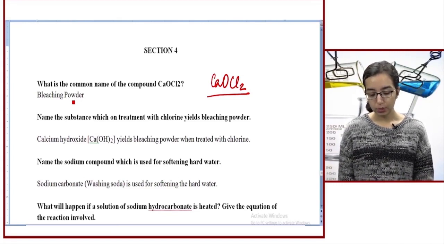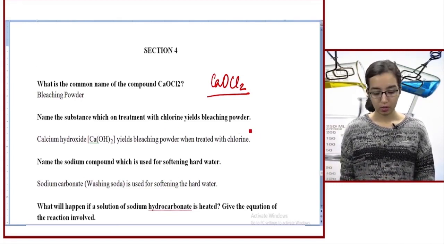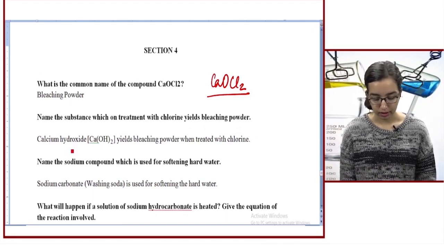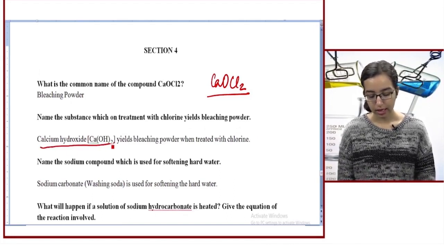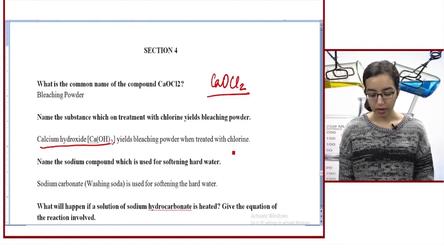Name the substance which on treatment with chlorine yields bleaching powder. So you've already studied this equation when we were discussing this topic. The substance we're talking about is calcium hydroxide, Ca(OH)2, which yields bleaching powder when treated with chlorine.